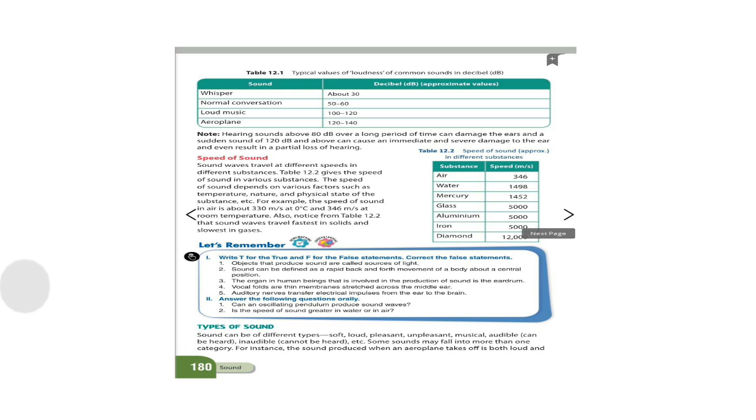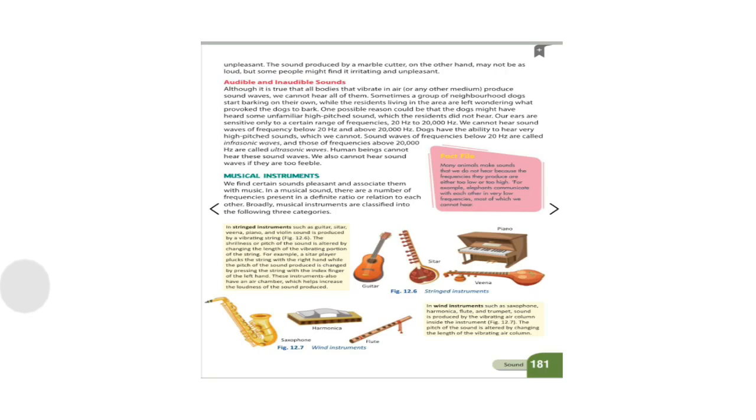Then page number 181. Question: What are infrasonic and ultrasonic waves? Give their approximate frequency ranges. Roman number 4, fourth question, page number 181.